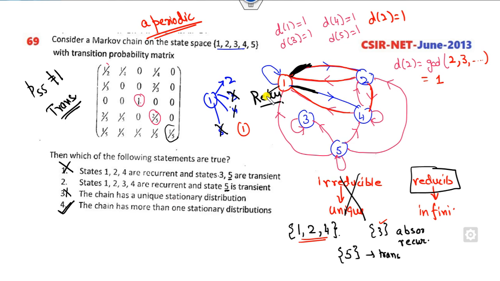So all are in the same communicating class. So 1 is recurrent, 2 is recurrent, 4 is also recurrent, 3 is also recurrent, absorbing is also recurrent. So the right answer is B and D. That is, 2 and 4 are the correct options of this exam. Fine. So you have to check very carefully whether it is reducible or irreducible. Why is it not irreducible? You can start from 1, but you can never go to 5 through any way. Because 1 to 4, but 4 to 1, 5 is not possible. 1 to 2, 2 to 4, but it is not possible. So that's why it is reducible.